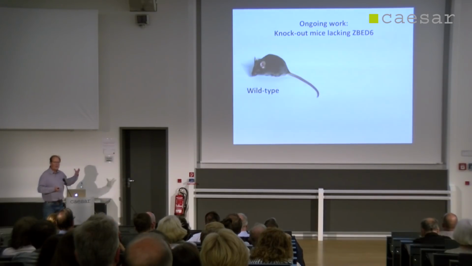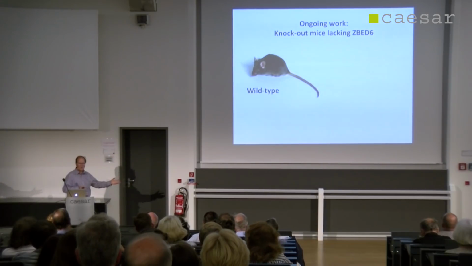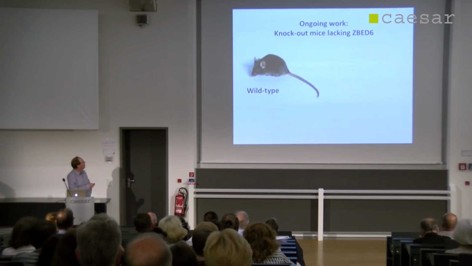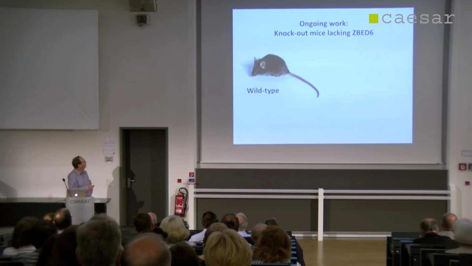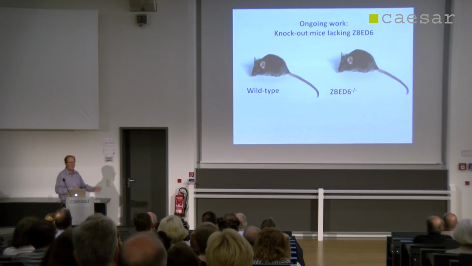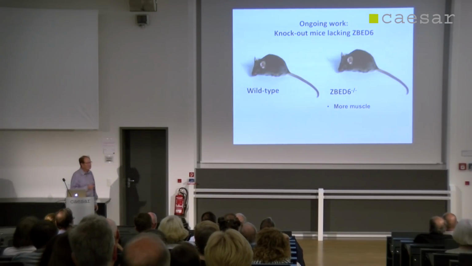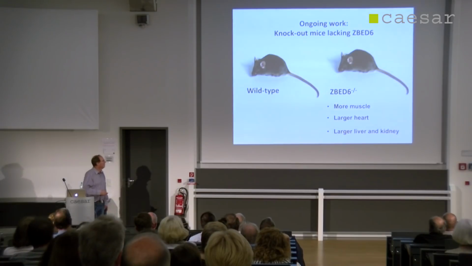So what do we do if we would like to learn what the function of a gene is? So now we decided to knock out this gene. So what happens if you remove CBD6 from a wild type mouse? Well, it looks pretty similar, as you see, and in real life they look very similar also. But if you look carefully, they have more muscle, they have a larger heart, and they have a larger liver and kidney. So what we discovered is a mechanism in the placental mammals that is regulating the growth of organs.